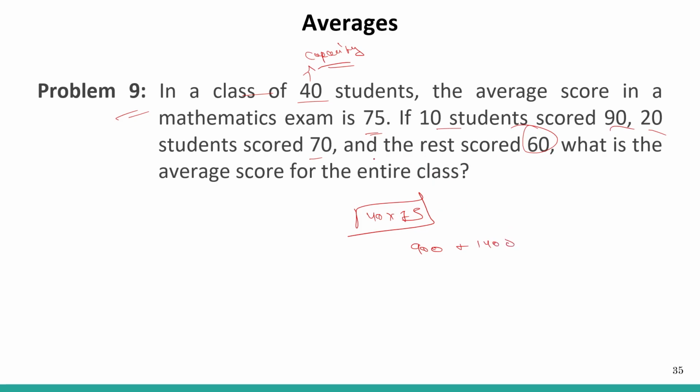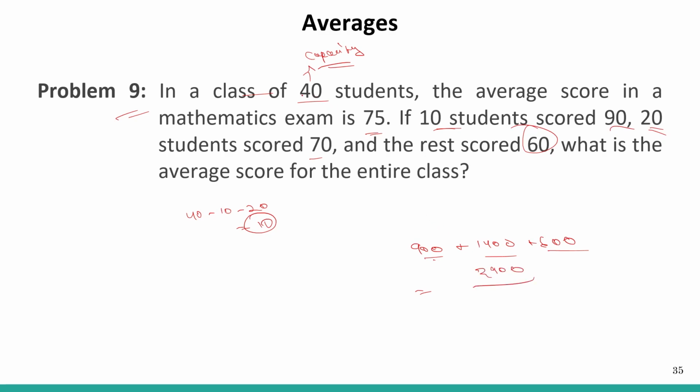Since we have 10 students and 20 students here, the rest is equal to 40 minus 10 minus 20, which is 10 remaining. They scored 60, so plus 600, right? So this is equal to 900 plus 1400 plus 600, which will be 2900.